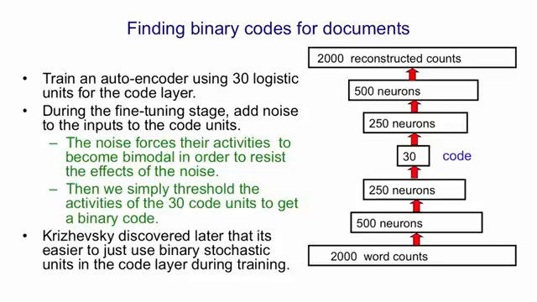Later on, Alex Krizhevsky discovered that we don't actually have to add Gaussian noise to the inputs to the 30 code units. Instead, we can just make them stochastic binary units. So during the forward pass, we stochastically pick a binary value using the output of the logistic. And then during the backward pass, we pretend that we'd transmitted the real value probability from the logistic, and that gives us a smooth gradient for backpropagation.